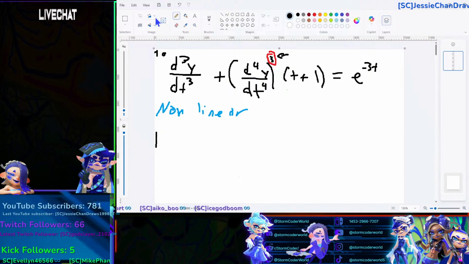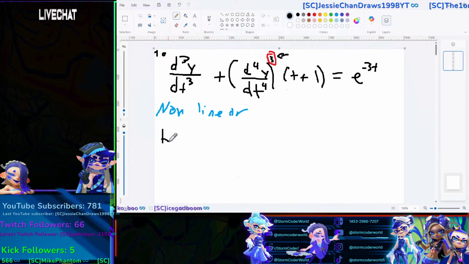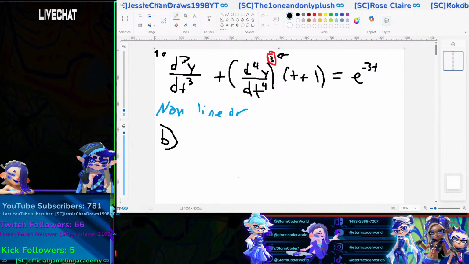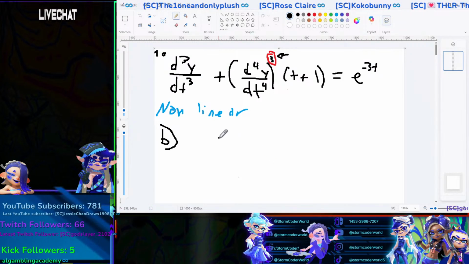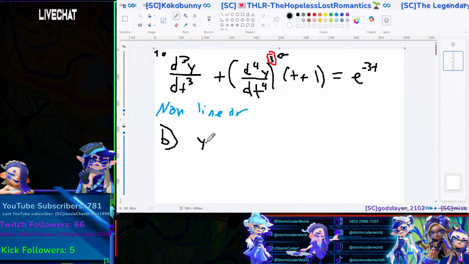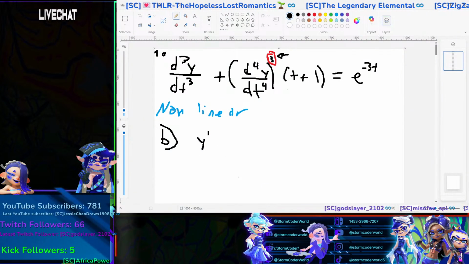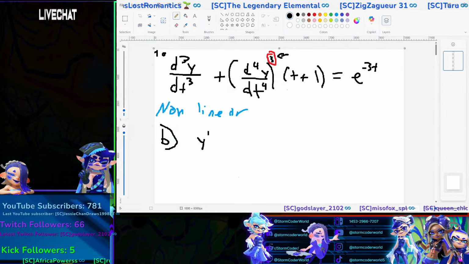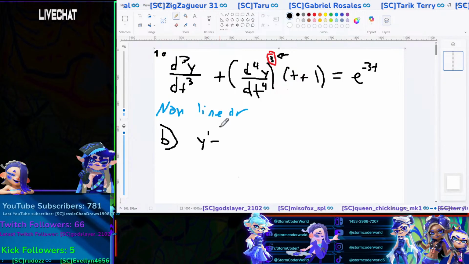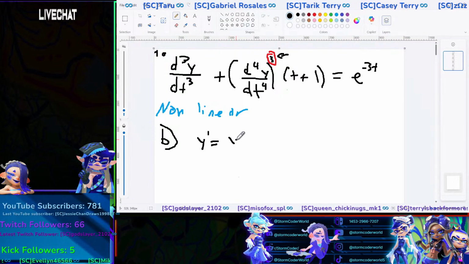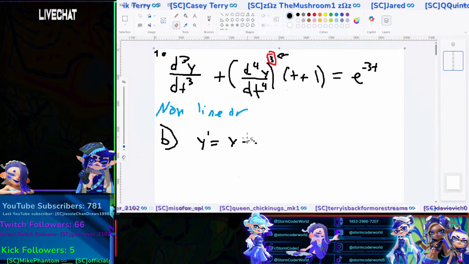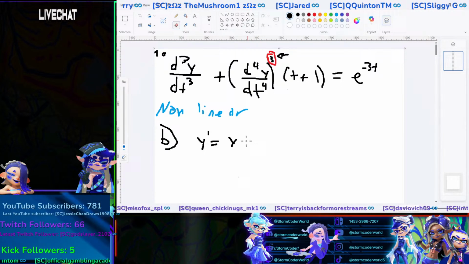All right, so that's 1A. It's 1B. It's too large of a 1. Part B. It's a different equation. It's this equation. Still way too big. Okay, y prime is equal to y minus y squared. Yeah, y minus y squared. I could just erase this. It's easier.